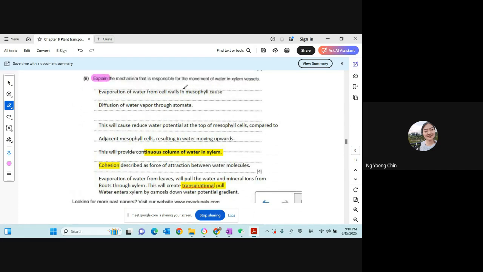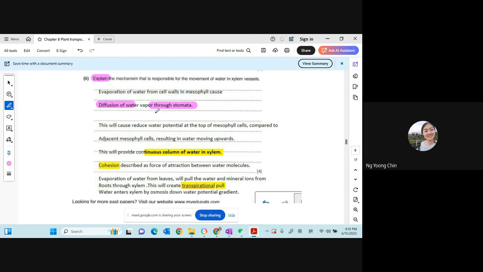So you need to write the process of how the water is able to diffuse from the roots to the stem until it reaches the leaf. First you should write about the evaporation of the water from the cell wall in the mesophyll. Because the water evaporates first, it will cause the water to diffuse through the stomata. Water vapor, because evaporation of water converts it into water vapor. So the water vapor is able to be lost to the outside through the stomata.